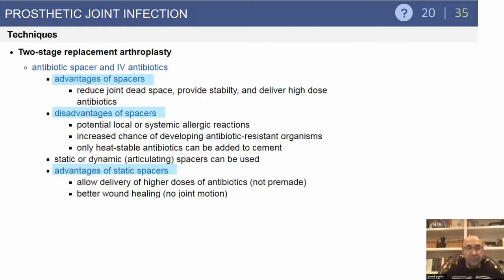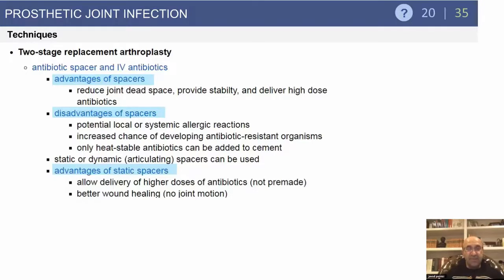Two-stage exchange, I'm sure all of you know, involves two operations. The first one is excision, with attention to debridement of all the foreign material, placement of an antibiotic cement spacer that increases the local delivery of antibiotics, and then reimplantation at a later date.